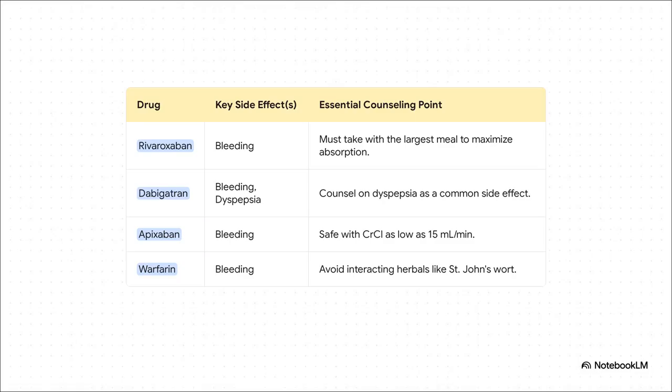For rivaroxaban, it's all about the food. You have to tell them, take it with your biggest meal of the day to make sure it gets absorbed properly. Dabigatran, heartburn, and upset stomach are super common. Give them a heads up so they don't just stop taking it. Apixaban's big plus is its safety profile in some patients with pretty poor kidney function. And for warfarin, beyond the usual, please remind them about herbals. St. John's wort, ginkgo, ginseng, they can throw an INR completely out of whack.